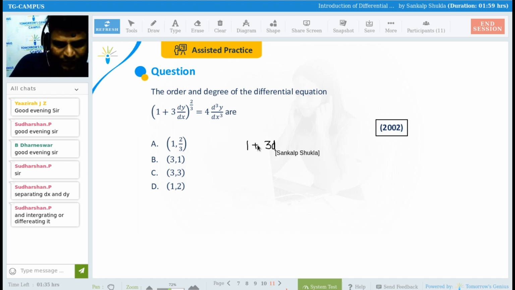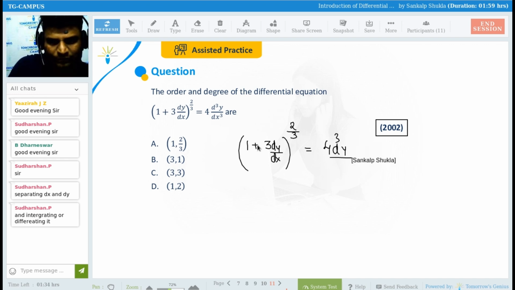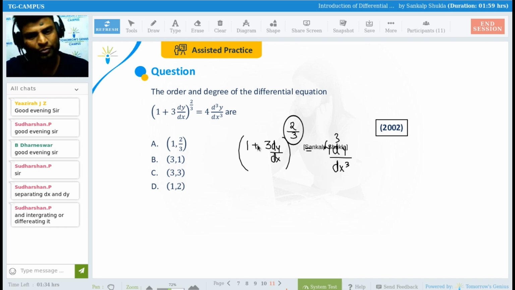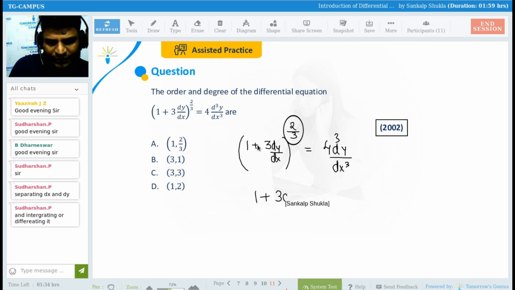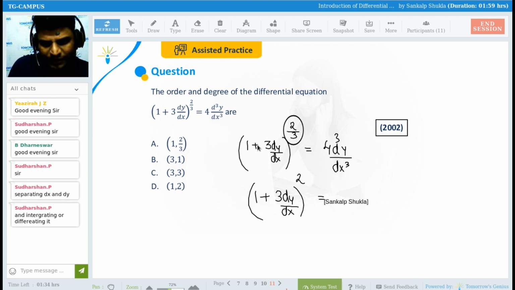(1 + dy/dx)^(2/3) = 4 d³y/dx³. So to remove this fractional power, what should we do? We should cube both sides. So (1 + dy/dx)² will be 64 into (d³y/dx³)³.